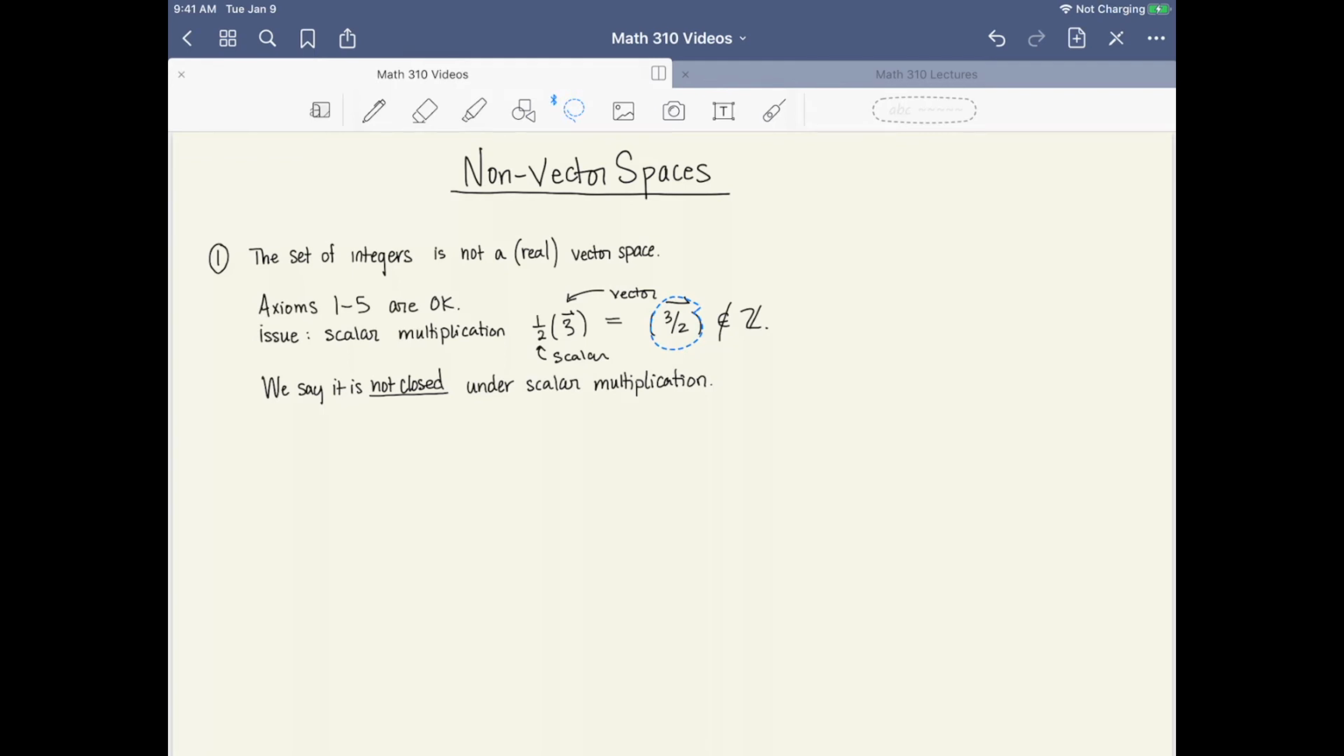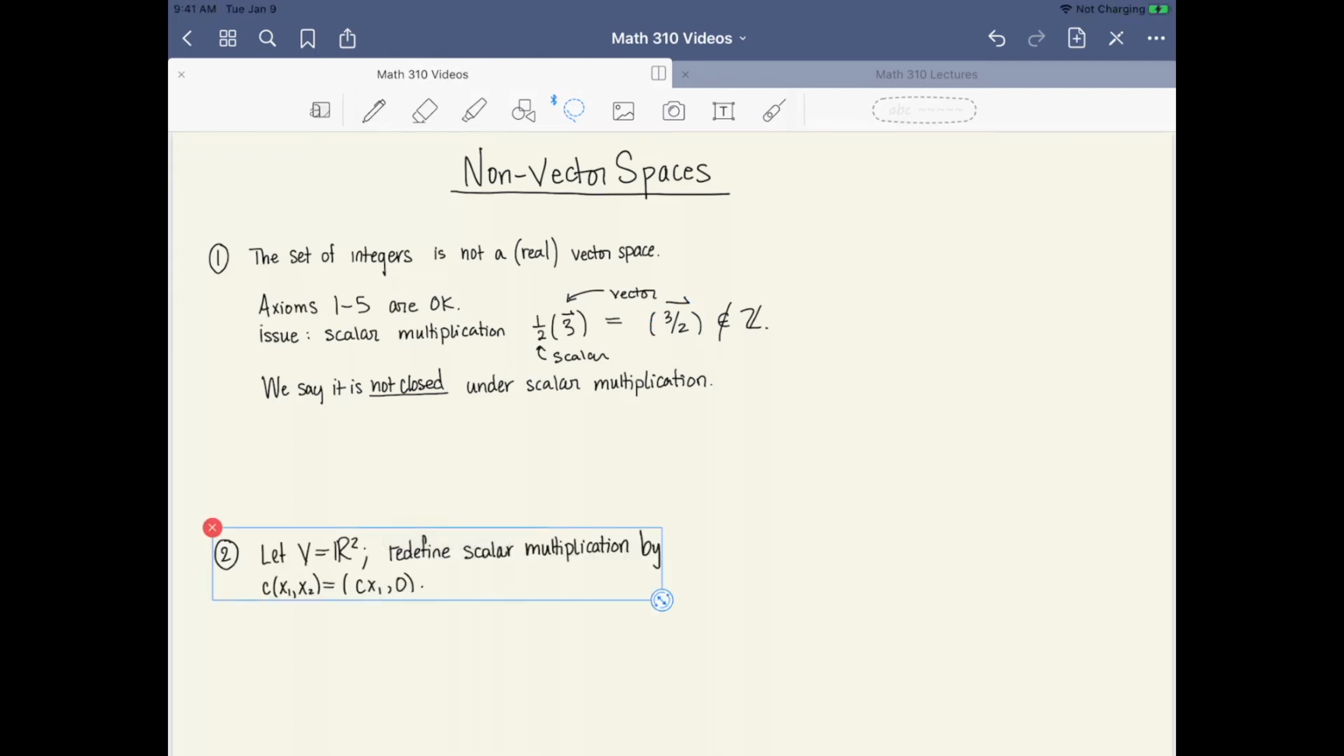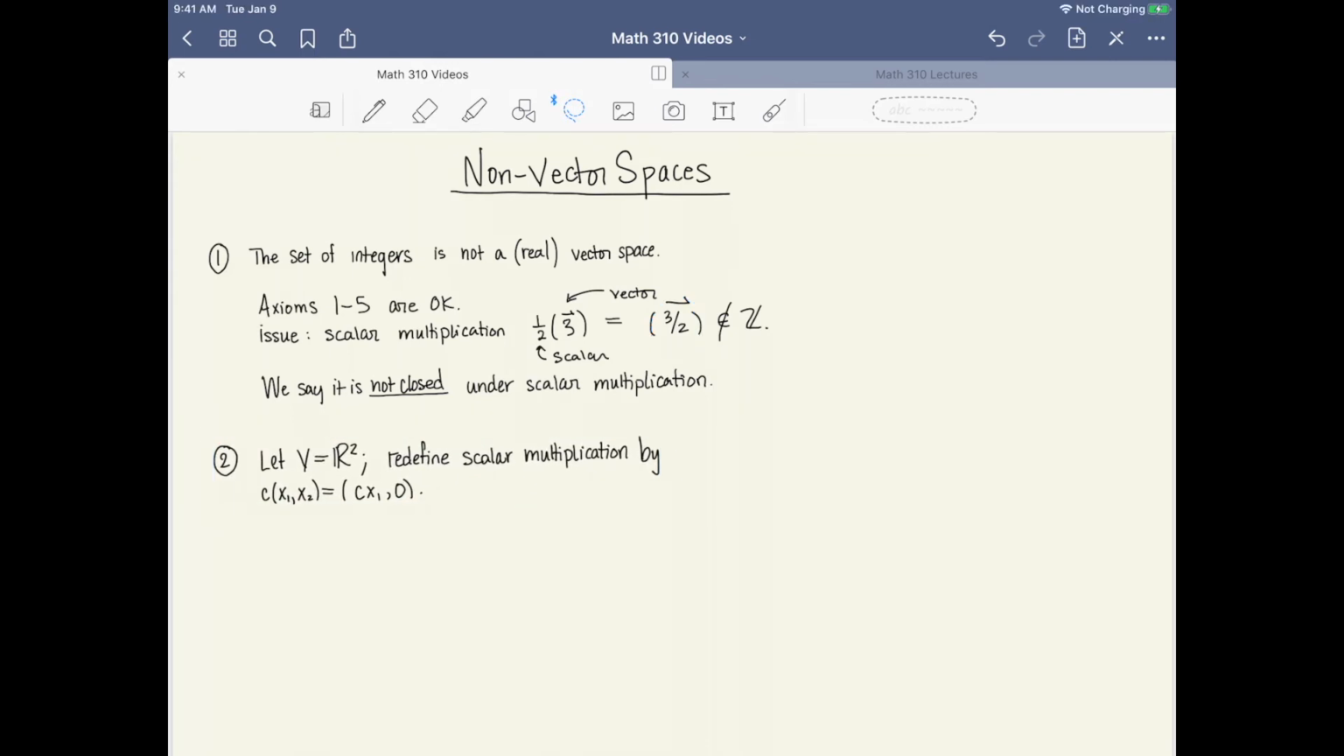Let's take a look now at another example. For our set, what we're going to take is R2. So regular old Euclidean two-dimensional space. And we're going to add vectors together the way we usually do, but we're going to redefine the rule for scalar multiplication. Our redefined scalar multiplication is going to tell us that if we take a scalar c and multiply it times a vector, it's going to multiply into the first entry, cx1, but the second entry will become 0. This is going to turn out to not be a vector space, but let's try and pinpoint the exact problem.